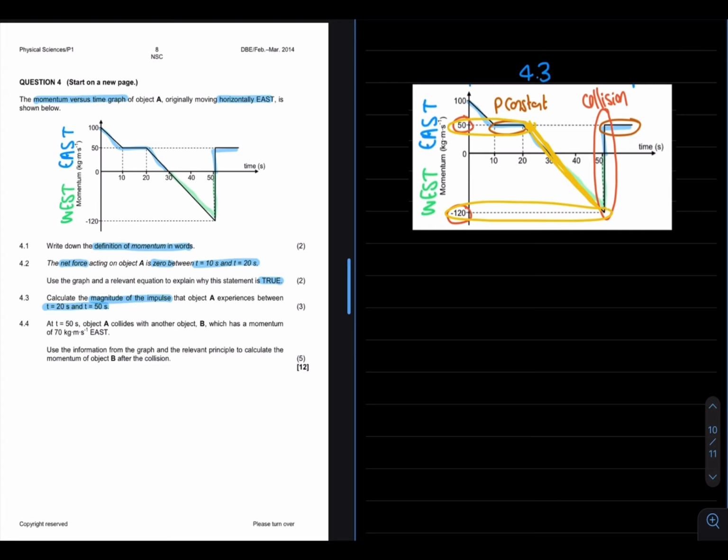Now in order to calculate impulse, we can use one of the following formulas. Seeing as we have the change in momentum between 20 and 50 seconds, we can use P final minus P initial, which gives you a value of 170 kilogram meter per second west.